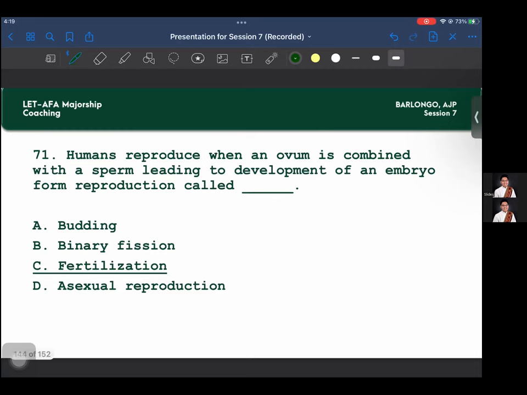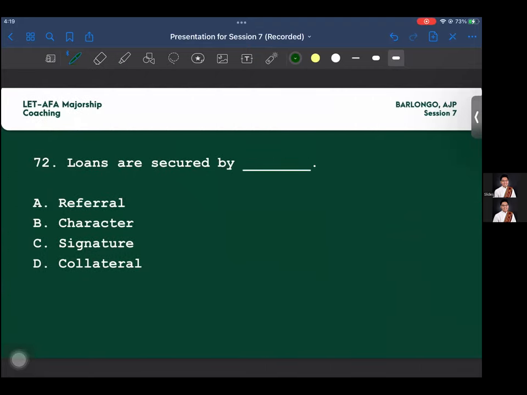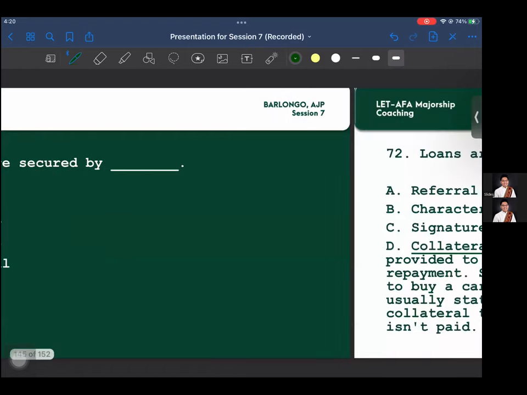Okay? So here, number 72, let's move to agricultural economics, marketing strategies. Loans are secured by blank. A, referral, B, character, C, signature, or letter D, collateral. Here, you can even use an elimination method. First, of course, loans cannot be secured by just referral, by just character, or by just having a signature. So of course, you need letter D, which is collateral.